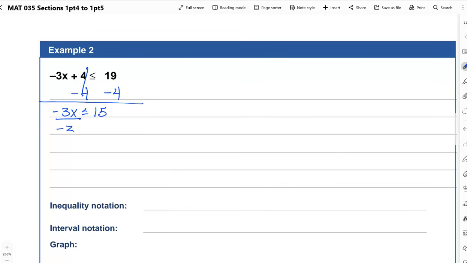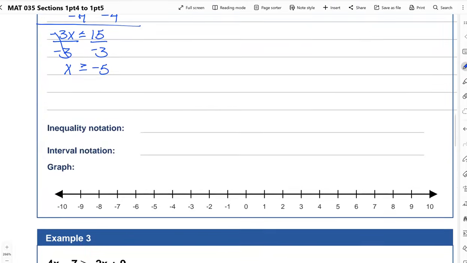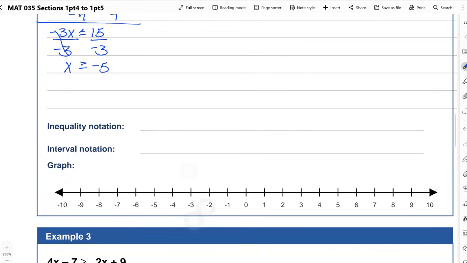And then we're going to divide by negative 3. And remember, when we divide by a negative, we flip the inequality. So we're going to get x is greater than or equal to negative 5. So there's my inequality notation.